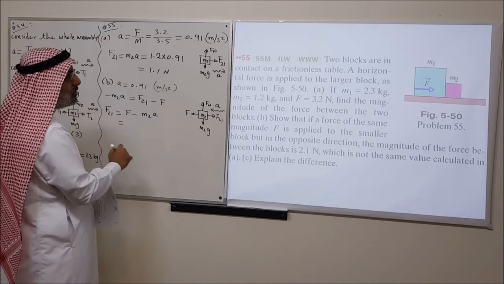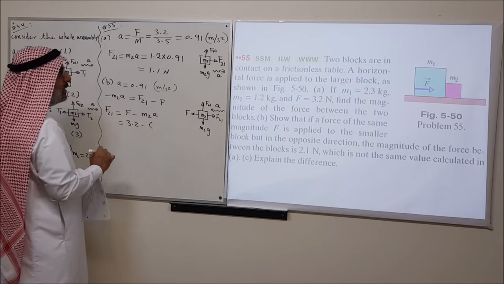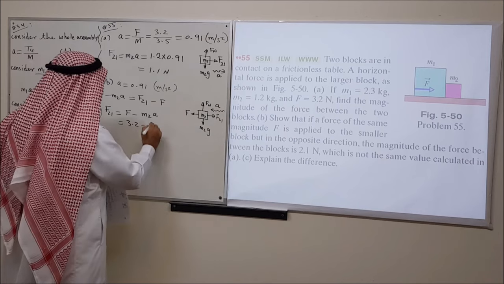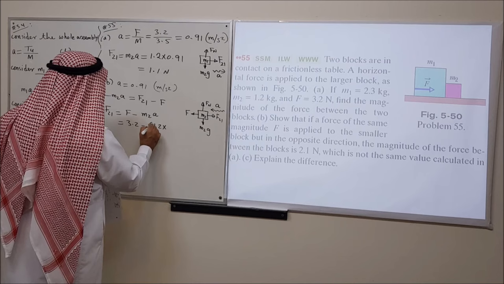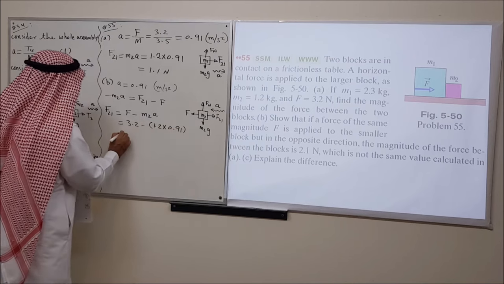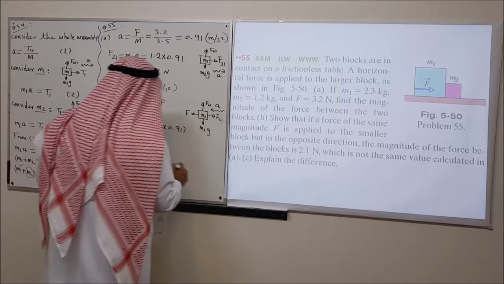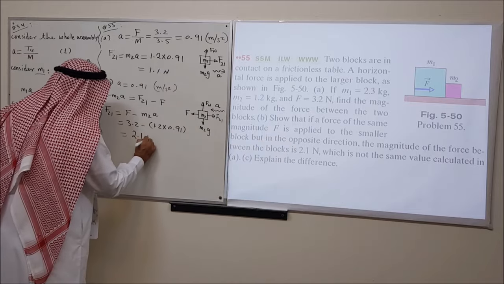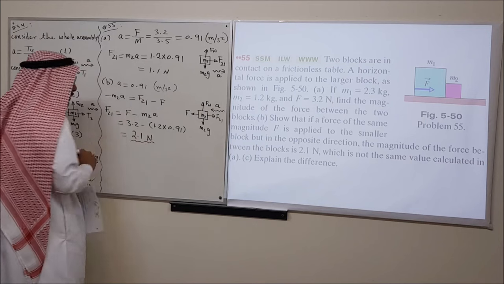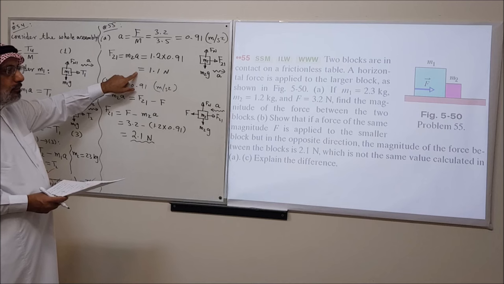The applied force is 3.2 minus M2, which is 1.9, times the acceleration, 0.91. And if you put these numbers in, you'll get the number that he is referring to, which is 2.1 newtons. Which is different from that one.